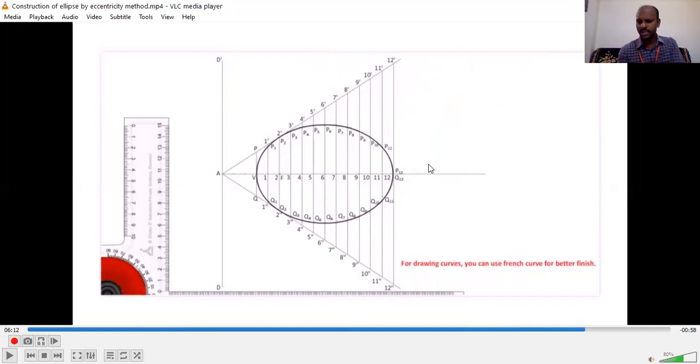So in this way, you must construct any engineering curve. The logic here is the distance VF is equal to VP or VQ. But here you must understand VF is not equal to VA. VA is equal to 3 parts. VF is equal to only 2 parts. This ratio VF by VA is the eccentricity of the ellipse, that is 2 by 3, less than 1.